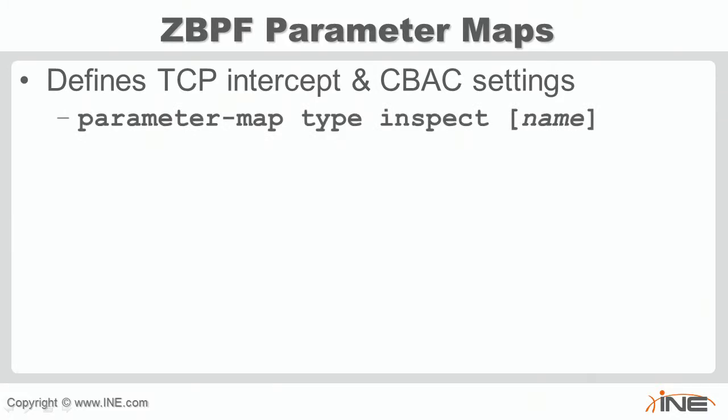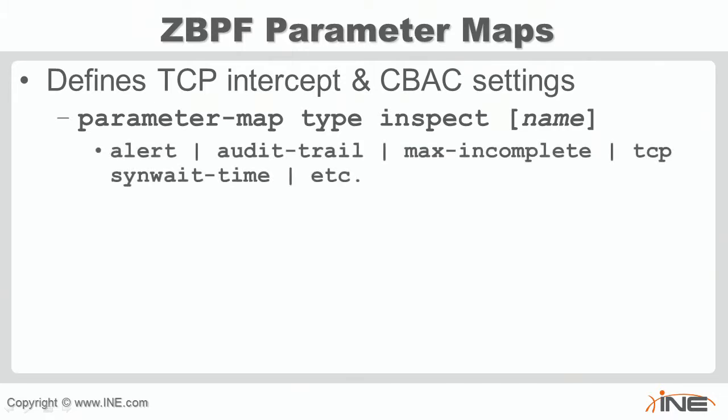So in order to change these types of parameters, we're going to define a parameter map that, like the previous class maps and policy maps that we saw, is going to be of type inspect. And this is where we would change options like what are the maximum incomplete TCP sessions, what's the TCP SYN wait time, what's the TCP FIN wait time, etc.